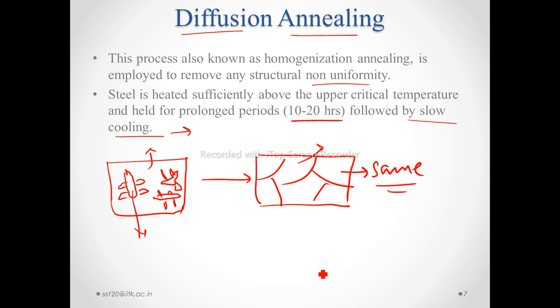Why do we need to heat sufficiently above the upper critical temperature? Sufficiently above the upper critical temperature means 1000 to 1100 is the temperature where we are heating. This is the highest temperature used in the annealing process. That is diffusion annealing, because the material has to diffuse. To diffuse, we need to give some external thermal energy to diffuse into the other material. It requires more activation energy. That's why we are heating at very high temperatures.